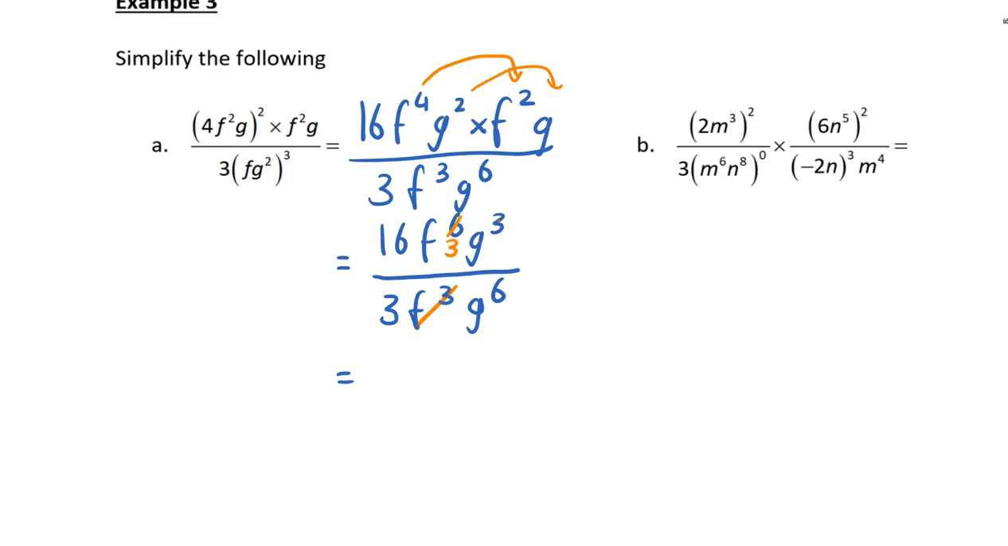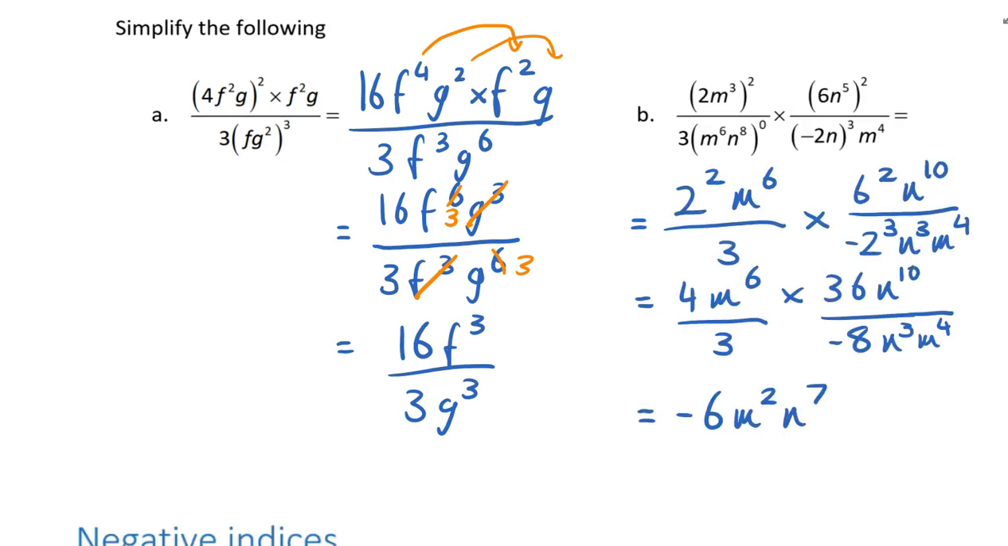And we can actually do the same thing. So g to the power 3 as a numerator, I can subtract it from here, giving us g to the power 3, just keeping in mind that that is staying as a denominator value. So 16 f to the power 3 over 3 g to the power 3. Let's do one more of those. I'm going to write out the full solution for part B, and we'll go through it.